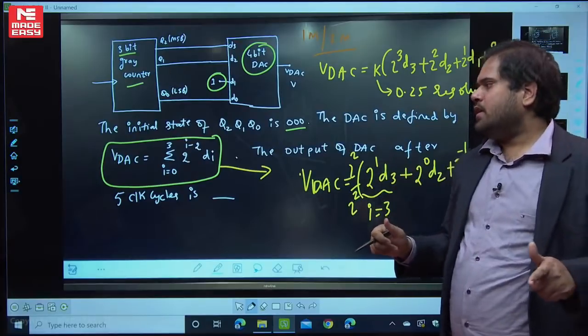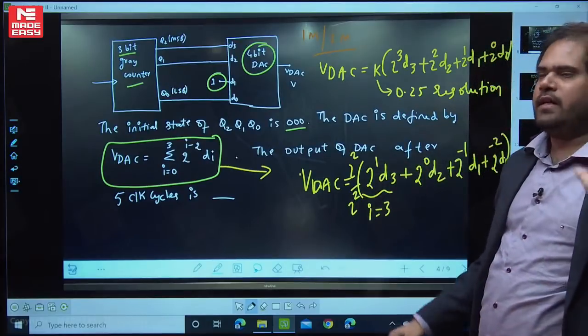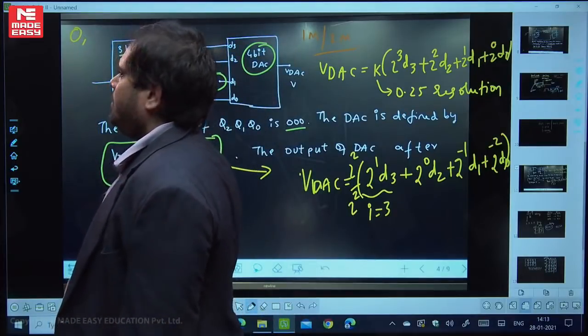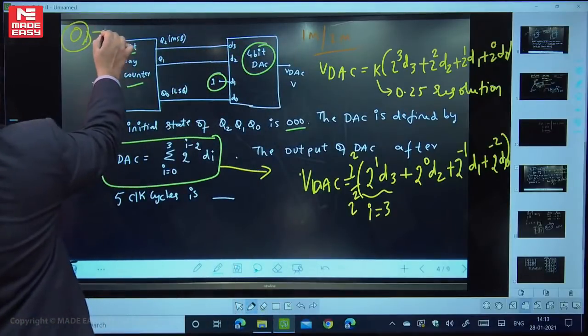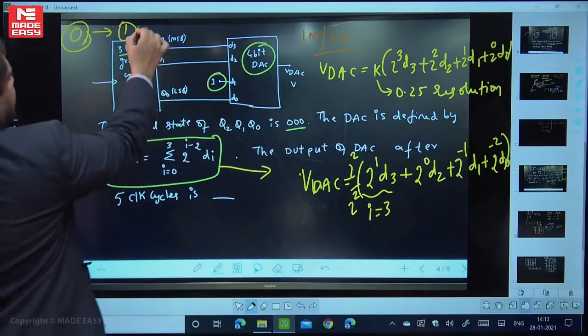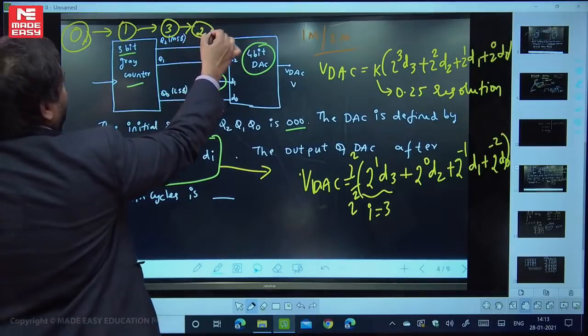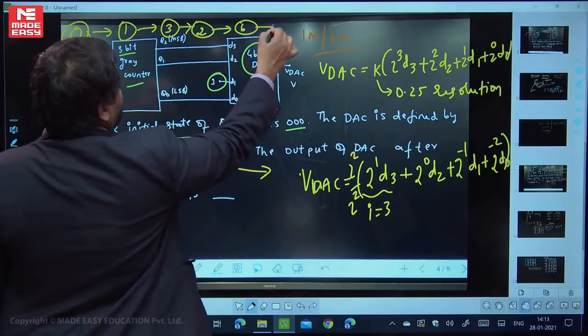Now what is he asking? He is asking the value of the DAC after 5 clock cycles. Initially 0. It's a gray counter, initially 0. First clock pulse, where will it go? It goes to 1. Second clock pulse, it goes to 3. Third clock pulse 2. Next 6, next 7.